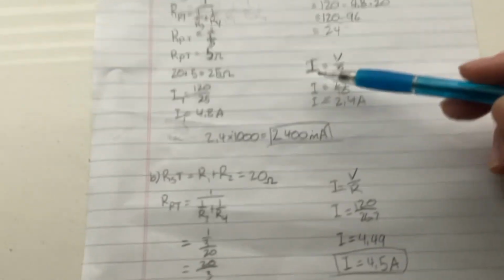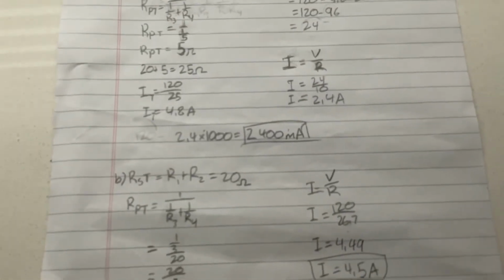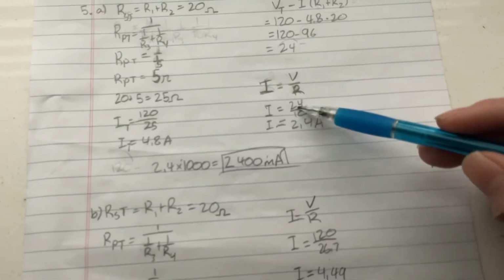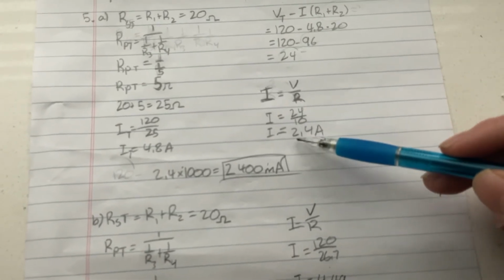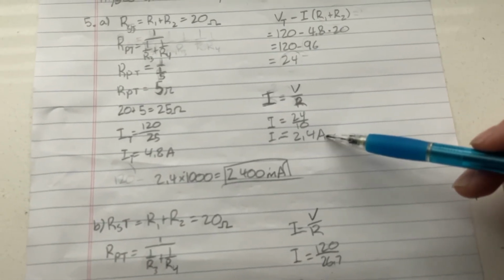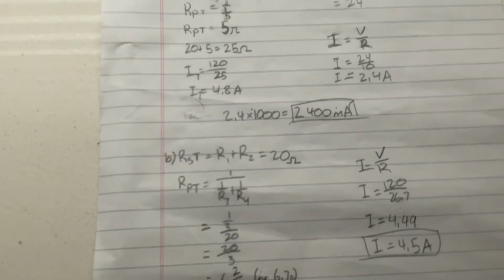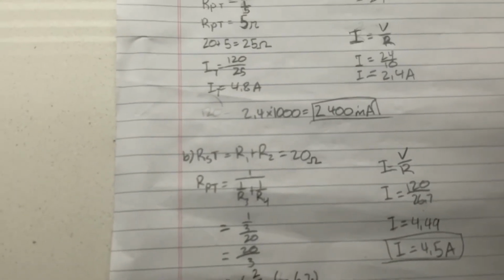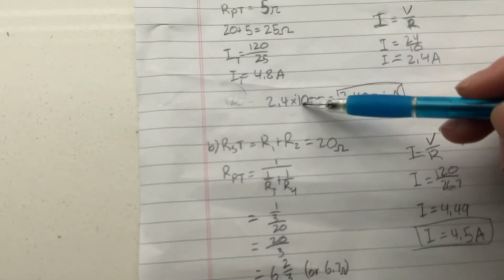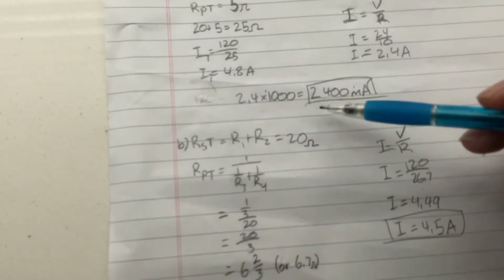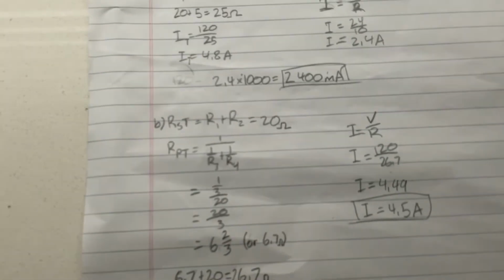Now we can find the current going through resistor 3, which equals 24 divided by 10, which equals 2.4 amperes. But that's not it. We have to multiply that by 1000 because we have to find the milliamps. So multiplying 2.4 by 1000, we get 2400 milliamps.